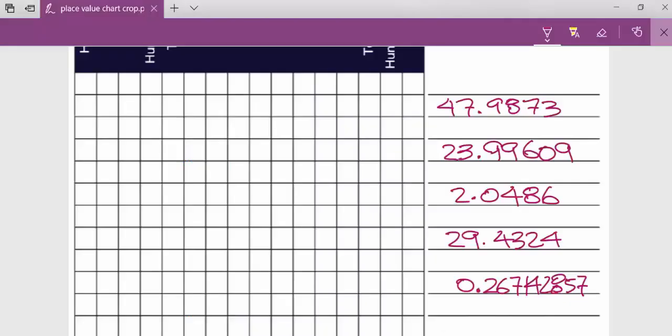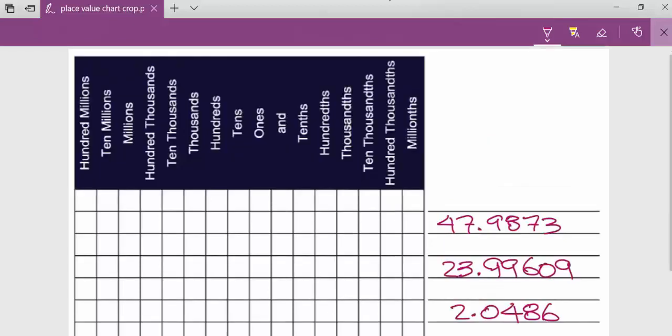So I'm going to take the number 47.9873 and I'm going to write it in a place value chart. The way this works, where you see the word "and" in the place value chart, that really means the decimal point. So right away, that's where I'm going to put the decimal. And we have 7 ones, 4 tens. Okay, that takes care of the numbers to the left of the decimal.